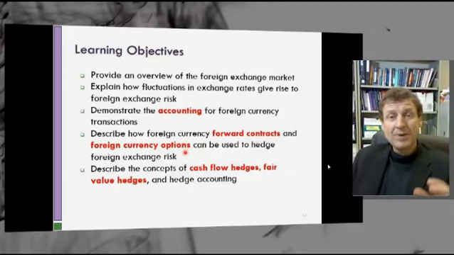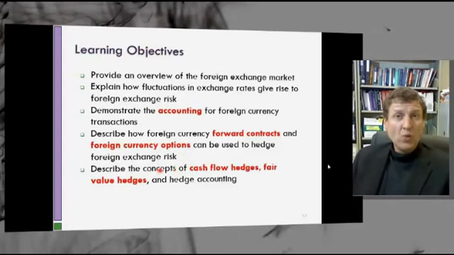Okay, there's a how, but at least have a basic idea of what's the difference between a forward contract and an option, and describe the concepts of cash flow hedges, fair value hedges. We're not going to go into great detail there, but just at least point out what's relevant in terms of what's acceptable and not acceptable under IFRS and GAAP, and what firms prefer to use. So we're going to look at that.